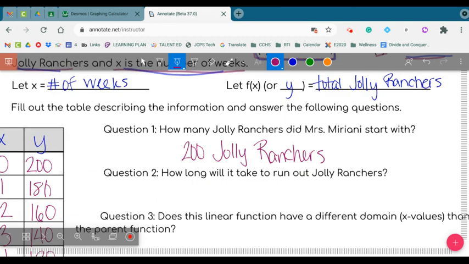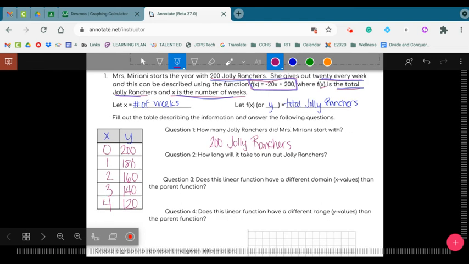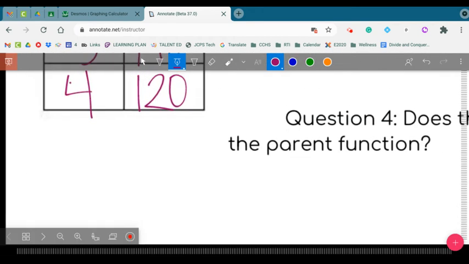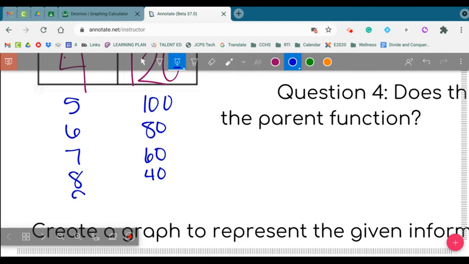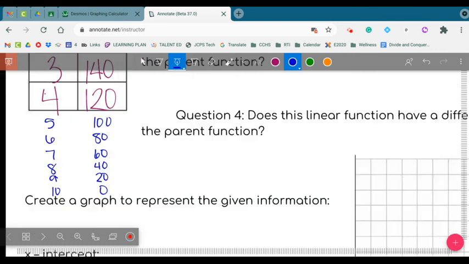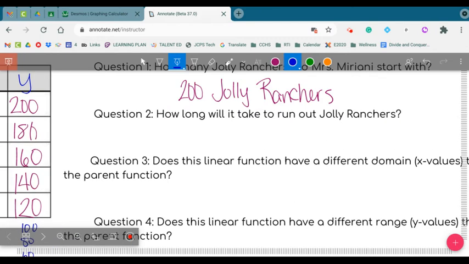How long will it take to run out of Jolly Ranchers? So if we keep going, at 5 weeks, she'll have 100. So what you could do is just keep extending your table. At 5 weeks, she'd have 100. 6 weeks, she'd have 80. 7 weeks, 60. 8 weeks, 40. 9 weeks, 20. And at 10 weeks, she would have 0 Jolly Ranchers. So it would take her 10 weeks.